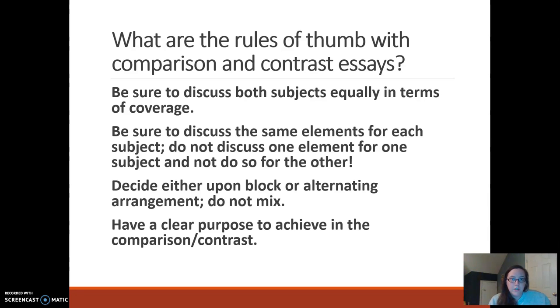Are you going to explain which one is better? Are you making a judgment? Are you just informing? What is your purpose there?